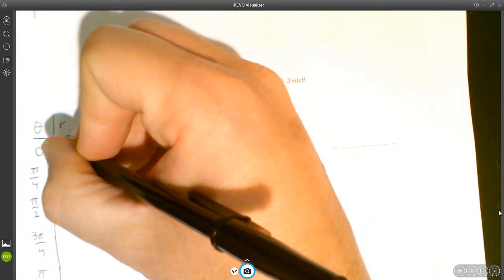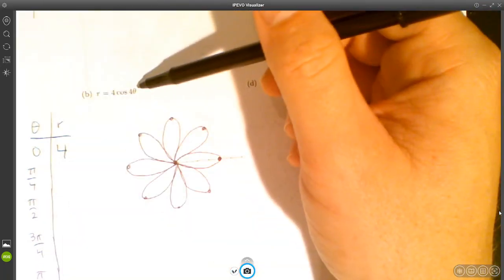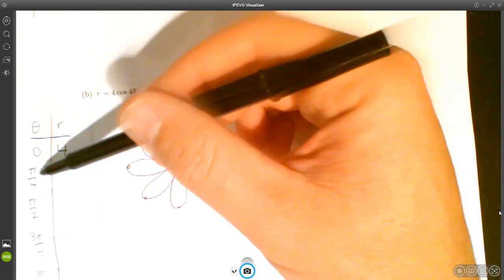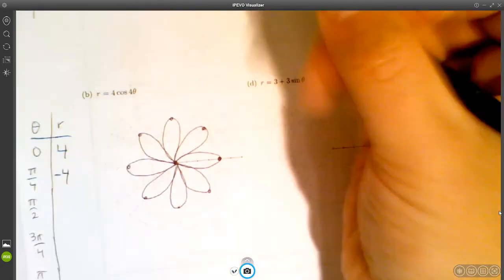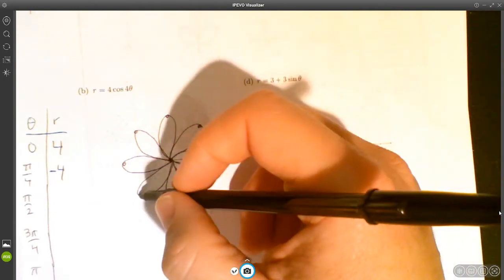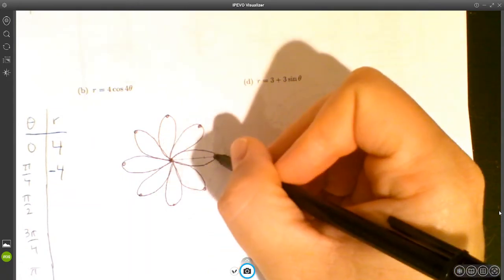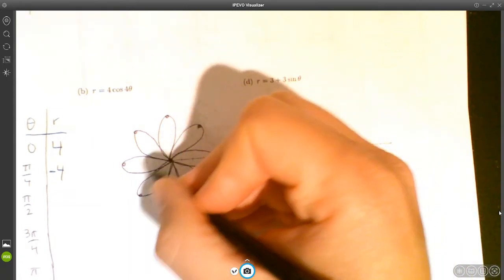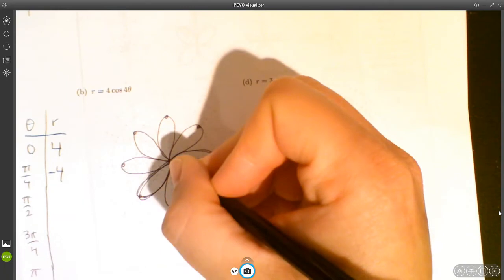I'm going to get 4 in each of these places, but some of them might be a negative 4, right? So at pi over 4, 4 times pi over 4 would be pi. Cosine of pi is negative 1, right? So at pi over 4, I'm actually at negative 4. I'm actually at this point here. So what I'm trying to say is I would start at this point, but then I would actually go down to this point as my next place that I would go. So if I was tracing this in order, I would start here, come back there.